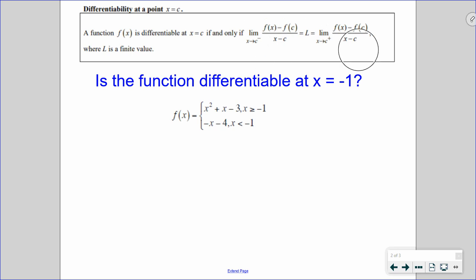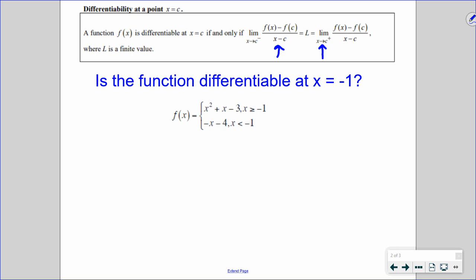And we know in order for a two-sided limit to exist, your one-sided limits have to equal each other, okay? So this is saying a function is differentiable at x equals c if and only if the limit as x approaches c from the left of the slope of the secant line equals the limit as x approaches c from the right of the slopes of the secant lines, okay? Because remember, derivative is a limit, okay? So in order for the derivative to exist, those one-sided limits would have to equal each other, okay?